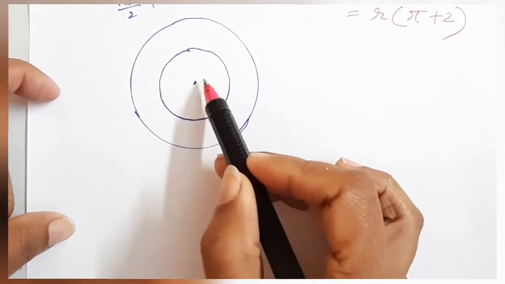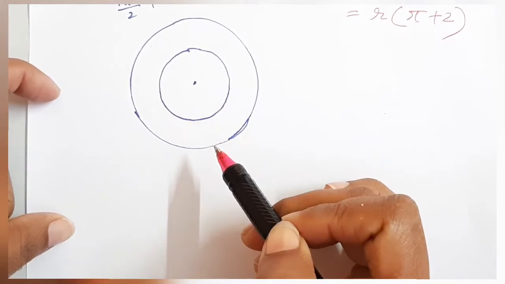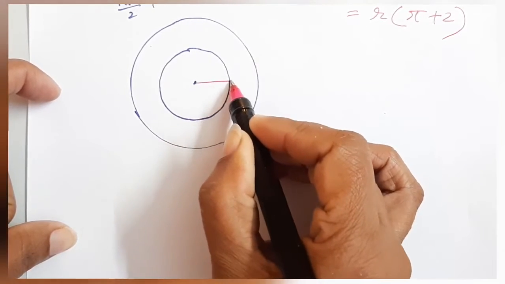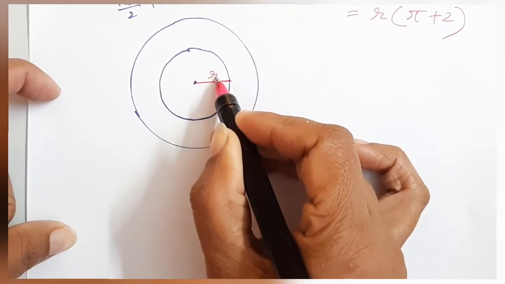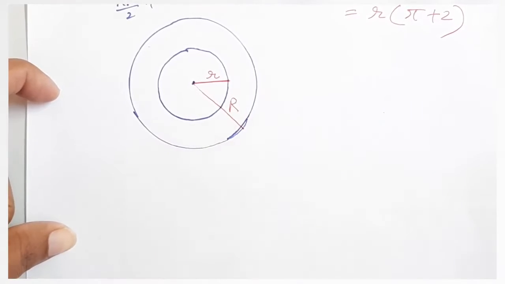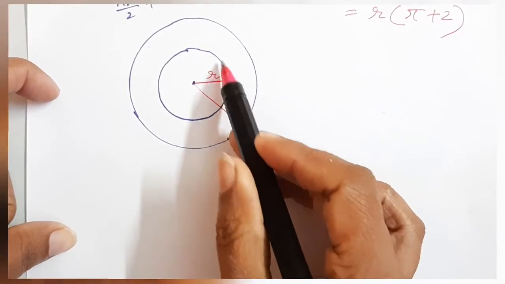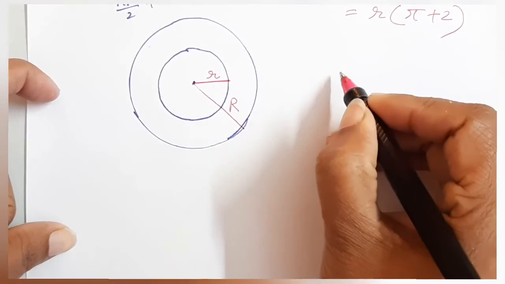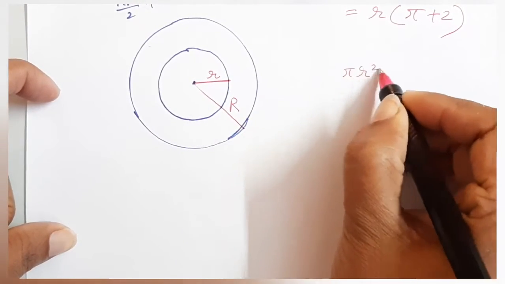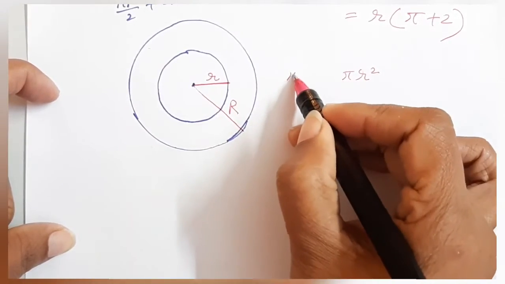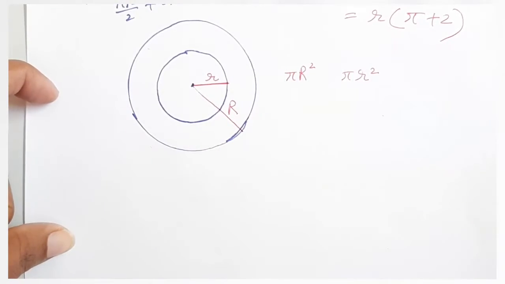Circles sharing the same center are called concentric circles. Now here, let the radius of the small circle be small r and the radius of the outer circle be capital R. Clear? So, what is the area of the small circle, the inner circle? The area of the inner circle is pi r square. And what is the area of the outer circle? That is pi capital R square.